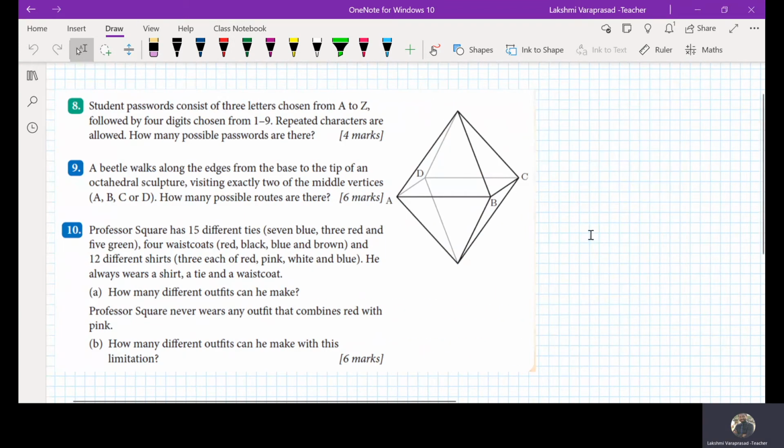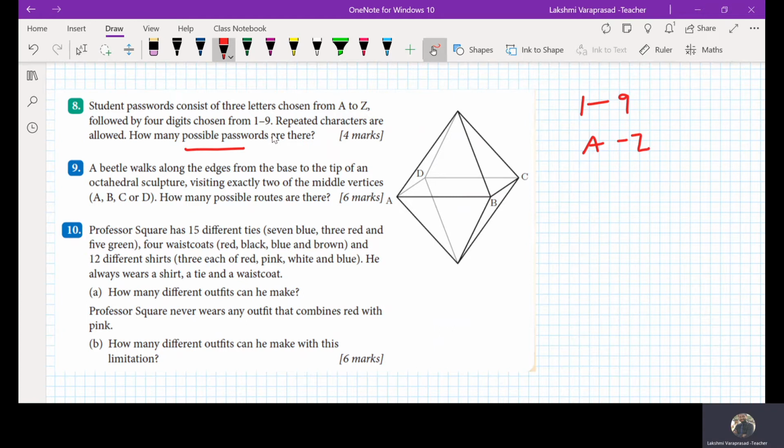Oh, very interesting. 8th question. Look at slide number 13, the 8th question. A student's passport consists of 3 letters chosen from A to Z, followed by 4 digits from 1 to 9. Repeated characters are allowed. How many possible passports are there?